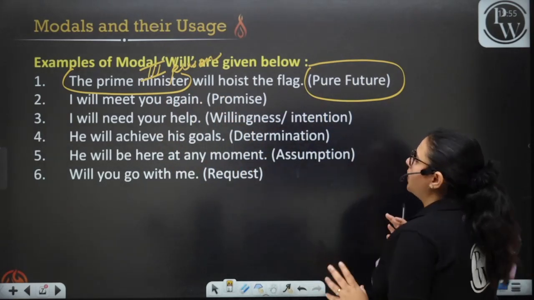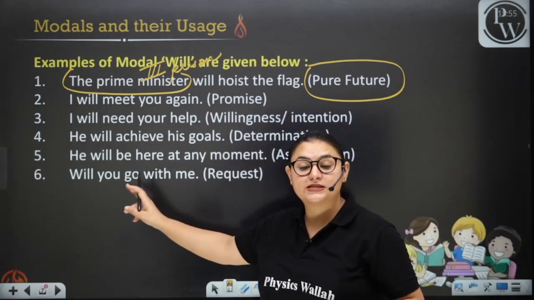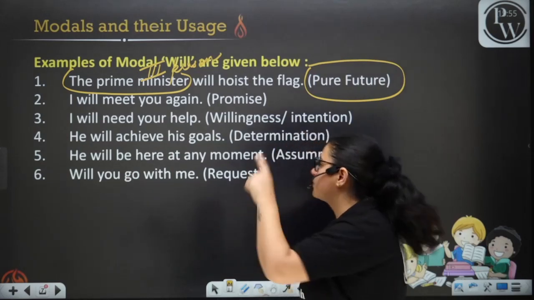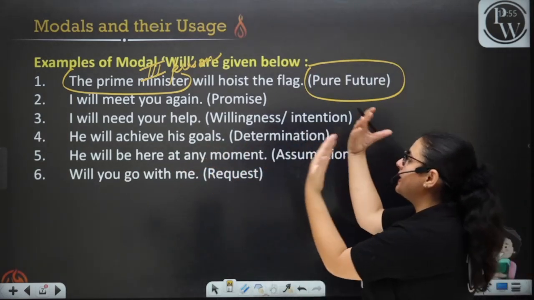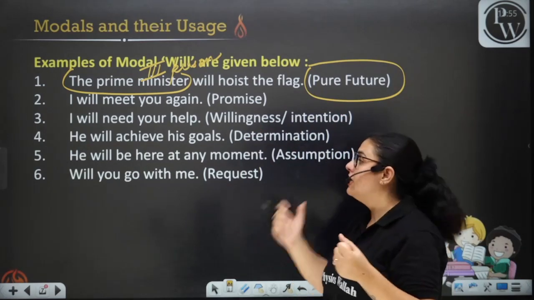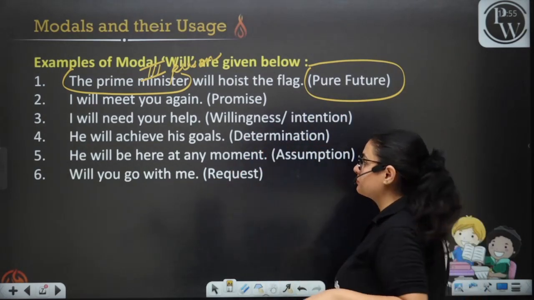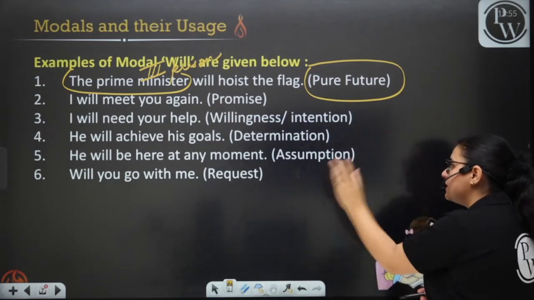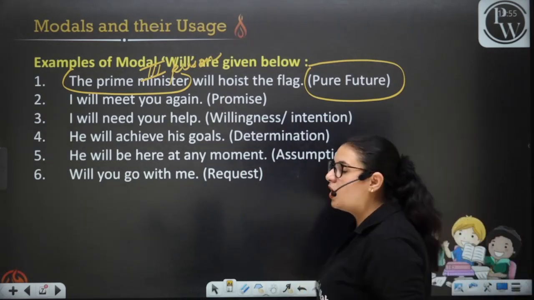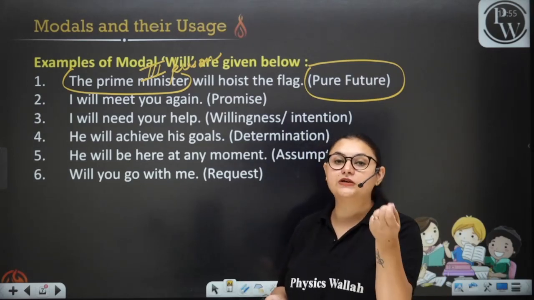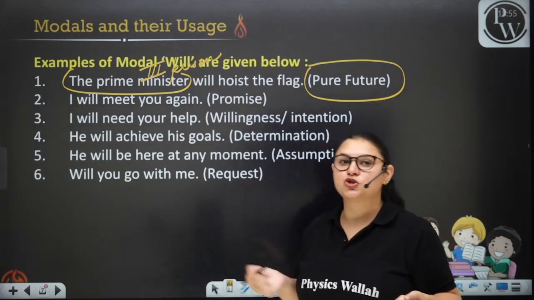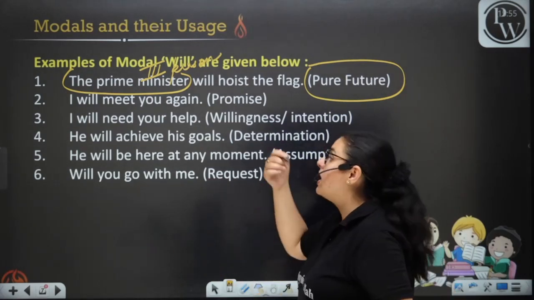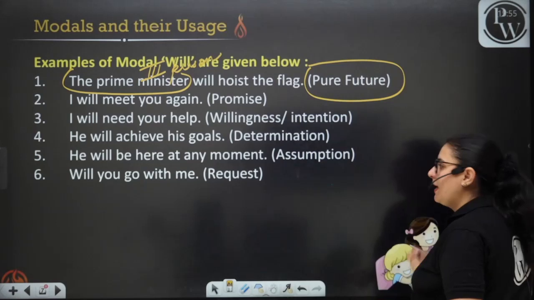I will meet you again. Now this is a promise. Here you can see we have used will with the first person, because the first person has made a promise, that I will meet you again. I will need your help. This shows the willingness or intention of the first person. His intention is to get your help. That is why he is saying, I will need your help.